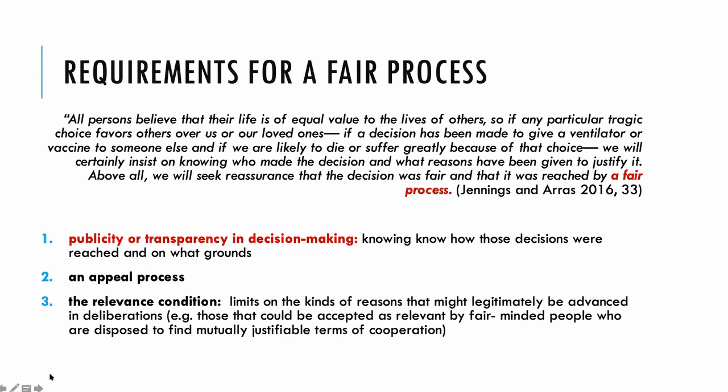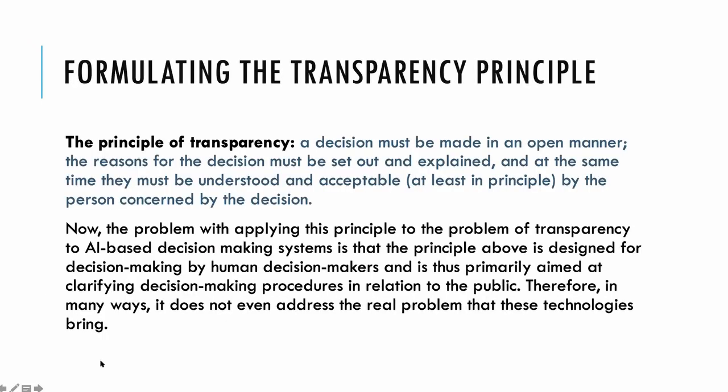So we are faced with the following dilemma. On the one hand, we can clearly define the principle of transparency, which is that a decision must be made in an open manner. The reasons for the decision must be set out and explained, and at the same time they must be understood and acceptable, at least in principle, by the person concerned. And on the other hand, we lack a way to apply this to artificial intelligence systems.